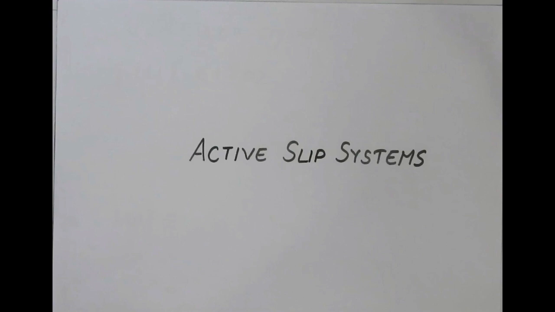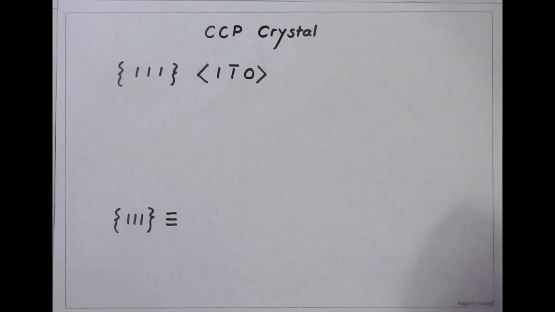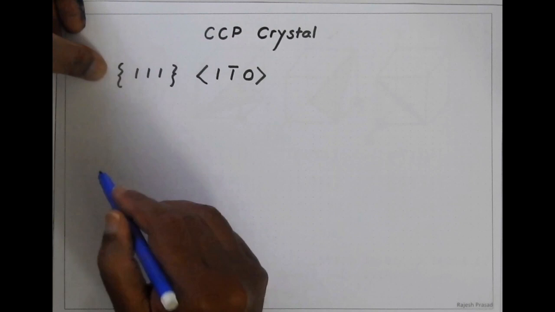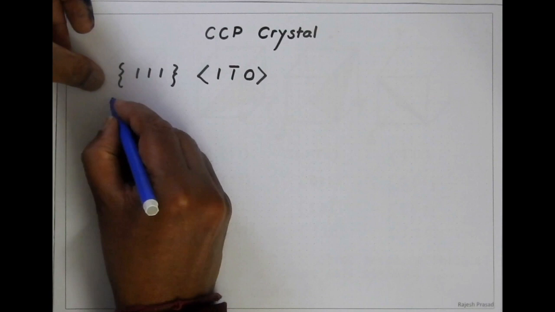We will discuss active slip systems. Let us take an example of a cubic close-packed crystal. This crystal, as we have seen, has a slip system consisting of {111} type of planes with <110> directions as the slip direction. So there is the {111} family of planes, and there are 4 such planes.